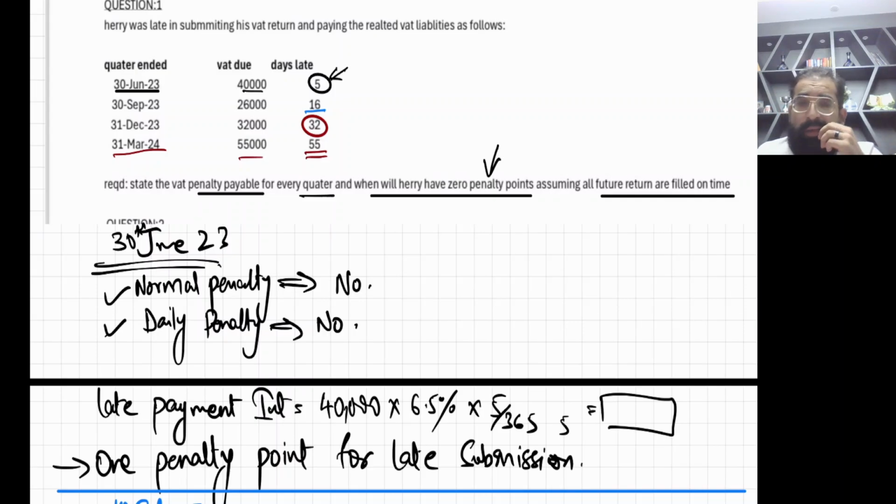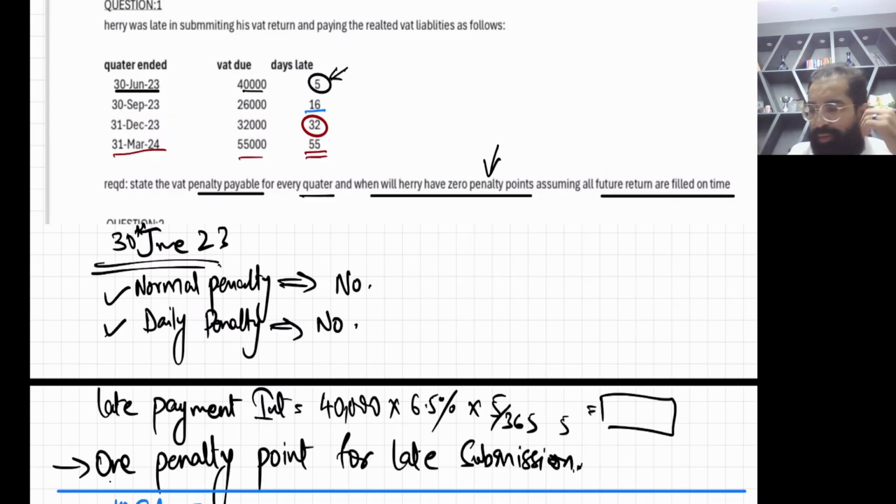Now this is the first time in this question that you submitted a late VAT return. So one penalty point for the late submission. Okay, one penalty point you got. So I have done it for 30th June 2023.